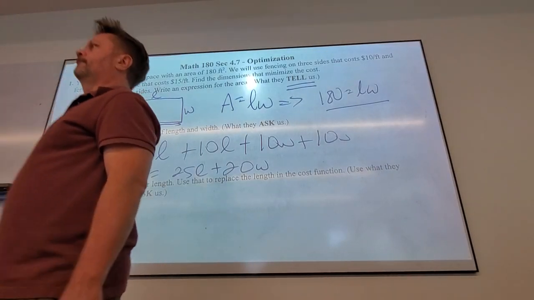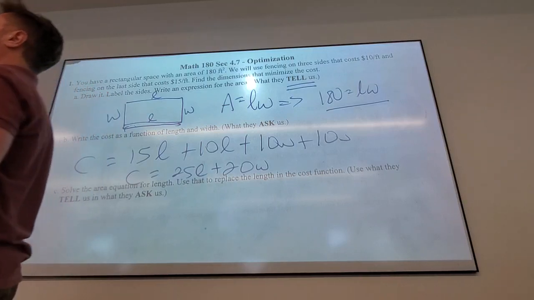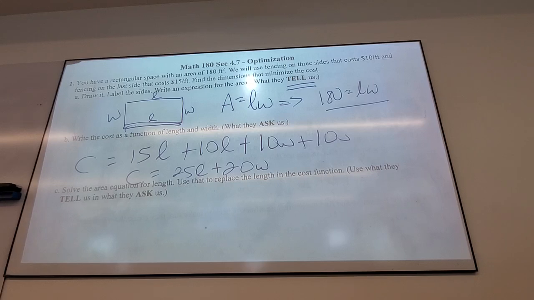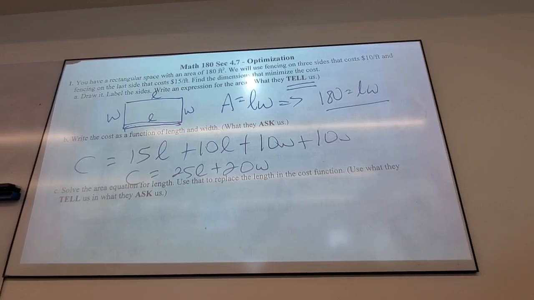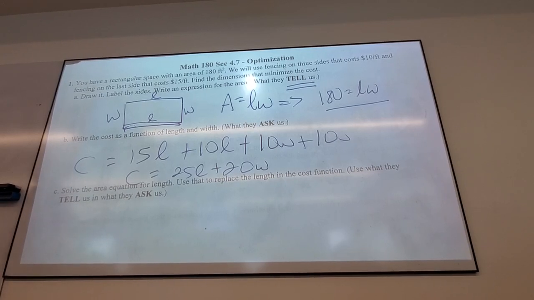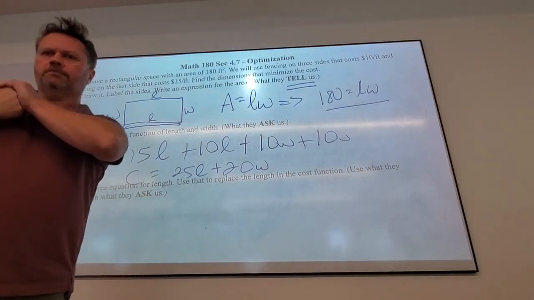4500 W to the negative 1. The negative W to the negative 2. Then that's right. You said solve the area equation for L, so I switched it around. Good. Beautiful. Perfect. Now you can attack this with calculus. Now you have a cost function that's a function of only one variable. You can attack it with differentiation. Good.